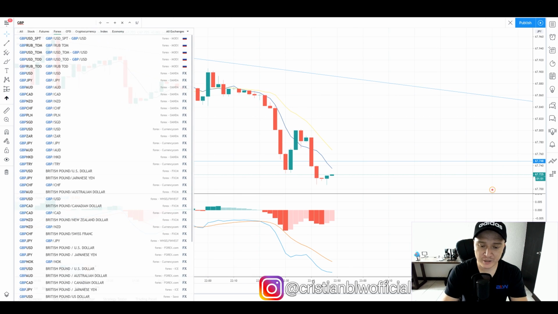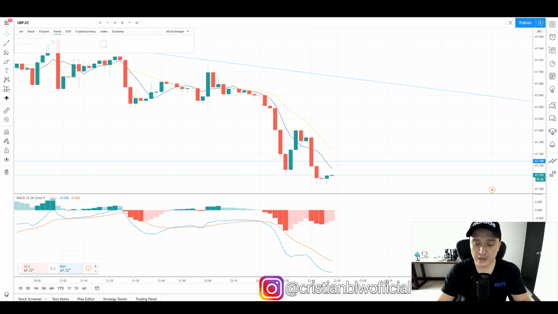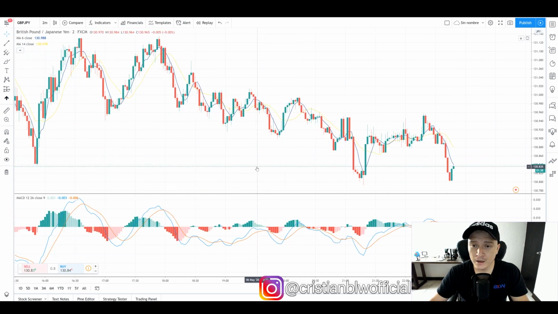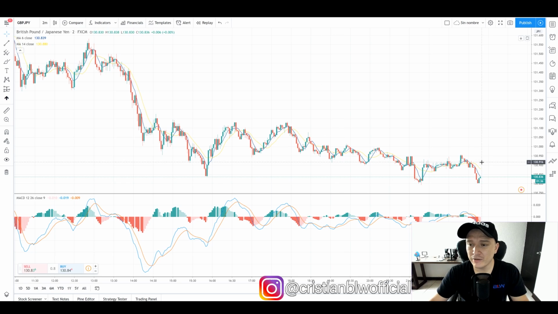Let's take a look at GBP JPY. If you notice right here, a clear example is this one. In this area, it was supposed to jump, but it didn't. Why? Because it's a downtrend. Okay. Over here, we have a slight downtrend, but yeah, it could be considered a downtrend as well.